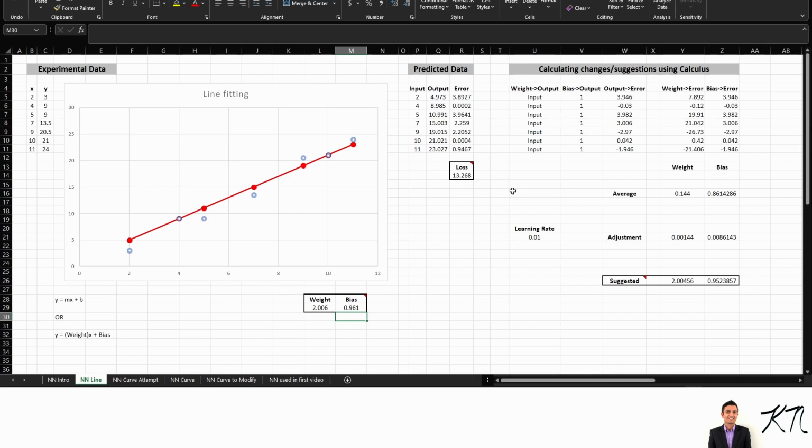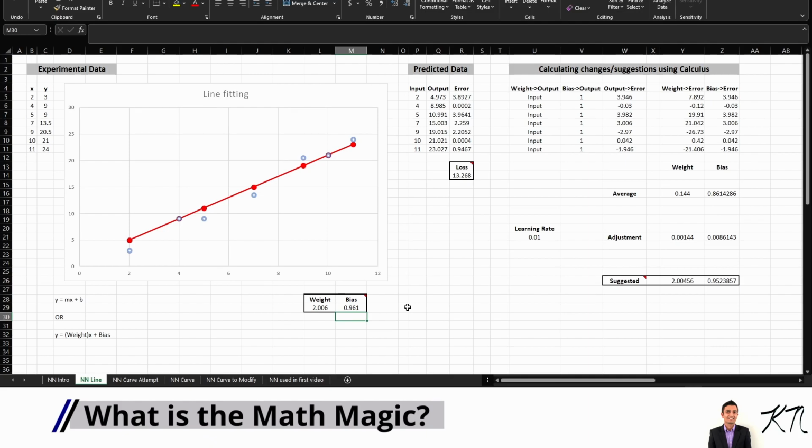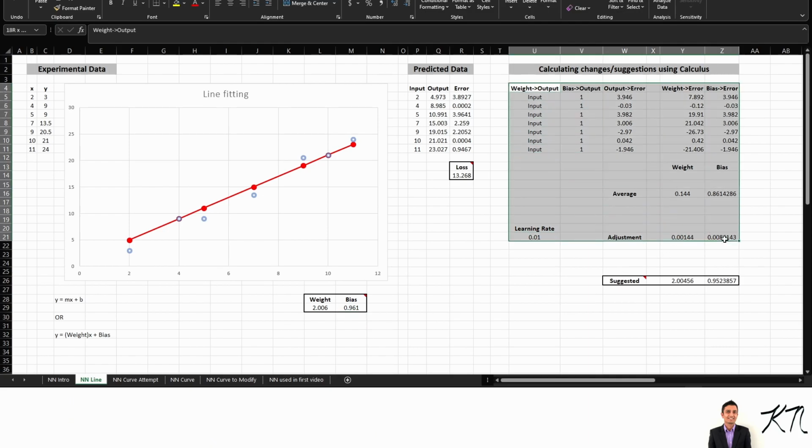But that's good enough. I would be happy here to call this my model. So what is this magic, right? What is this magic is probably the question. How do you actually have the computer to tell you what to change these values to?